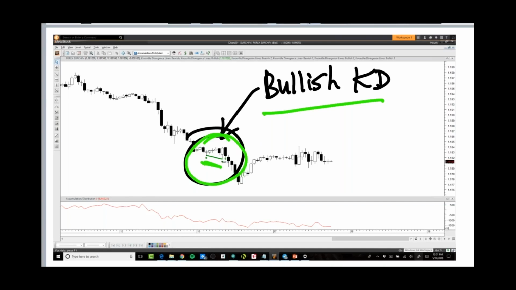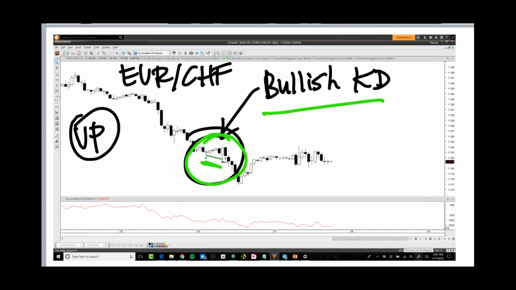This is the Euro Swiss franc, the Euro Schweizer Franken. And so it's the Euro Swiss franc, and it's an early warning sign that price has bottomed out. It's bottomed out, and it's ready to turn. And the longer term trend could be up.